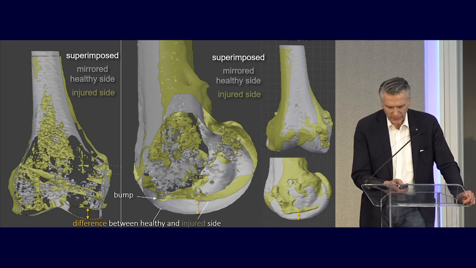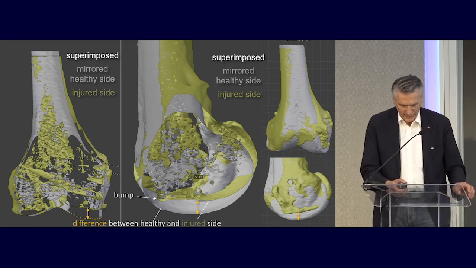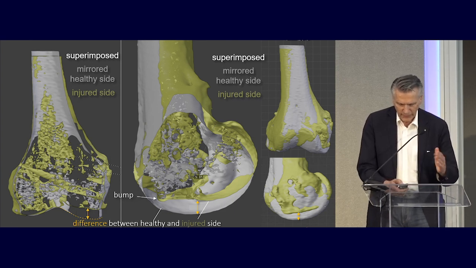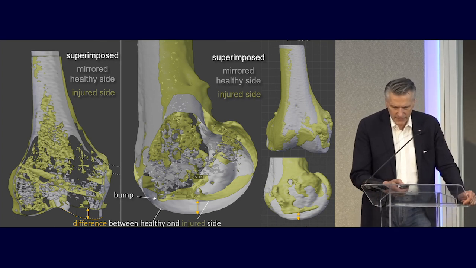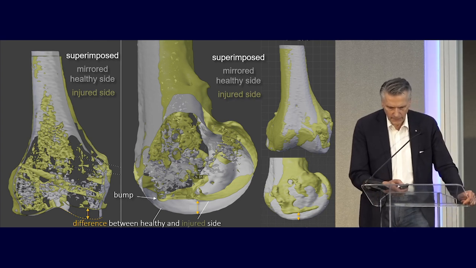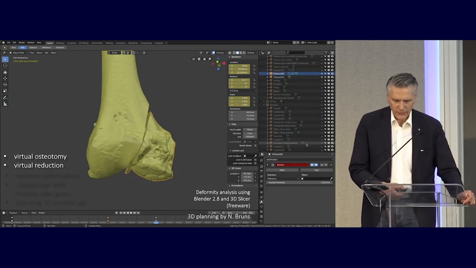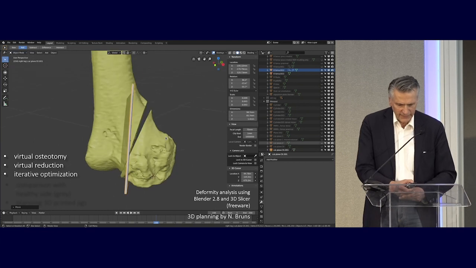we see there is a significant gap in length. The medial condyle is too short, and it's also deflected. So, multiple deformities in one condyle. So again, 3D analysis using 3D data, and this is nice on the computer.